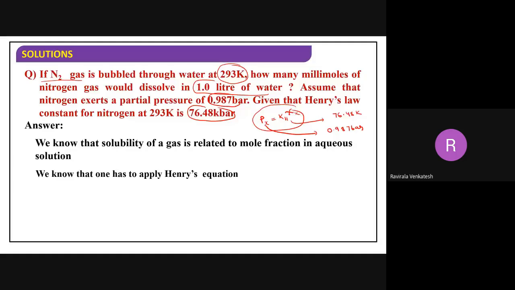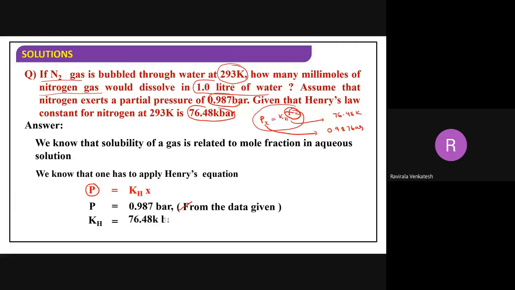Now what we have to calculate is the mole fraction of the gas. From that, we find how much nitrogen is present in 1 liter of water. So P is equal to KH into X. Pressure is equal to 0.987, they gave this pressure here. KH is also given, how much is it? 76.48.